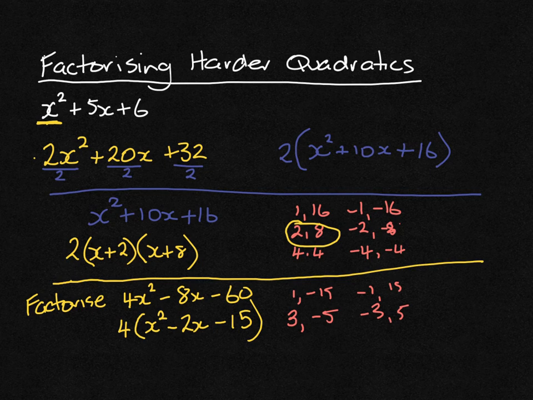And so we now look at the groups of numbers there, and which ones of those add to -2? And of course, it's going to be 3 and -5. So our answer in this case here would be 4. We bring the 4 down, and then we open the bracket and we go x plus 3, open another bracket, x minus 5. So that's how we do those sort of factorising harder quadratics. We'll go on to the next slide and I'll show you another harder quadratic.